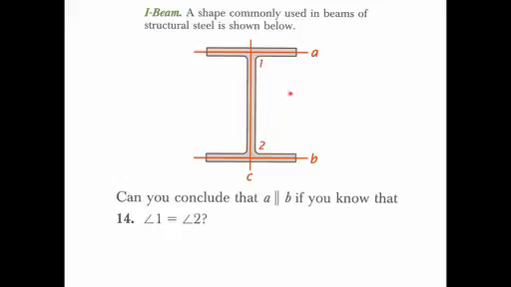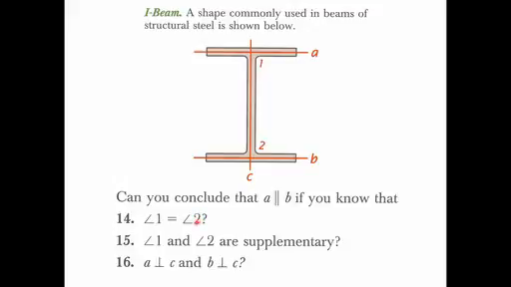Could you say that these two lines, A and B, were parallel if 1 and 2 were equal? Just realize what it says: 1 and 2 were equal. Don't necessarily go by the picture. How about if 1 and 2 were supplementary? Could you say they're parallel then? It's always a good idea to defend your answer. What if A was perpendicular to C and B was perpendicular to C? How about then?